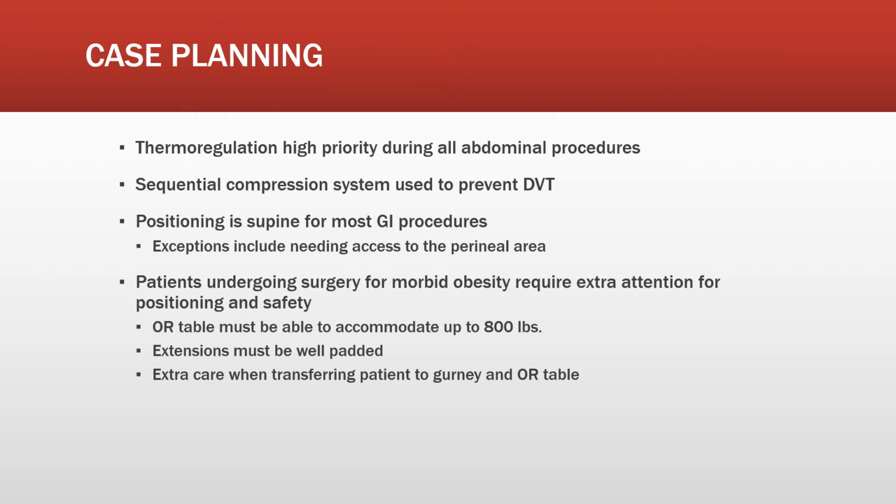Okay, there are different extensions that can be added to our tables for our obese patients, but one thing we need to keep in mind is that we need to make sure we have the proper padding for those extensions. Everything needs to be well padded. And we need to make sure that we are taking extra care when we're transferring these patients to the gurney and the OR table. That extra weight sometimes requires some extra people and maybe some extra equipment, extra sliders and roller boards, or maybe even some pneumatic type lifts to assist in moving these patients, both for their safety and for ours.